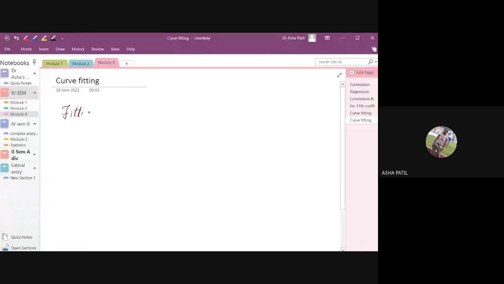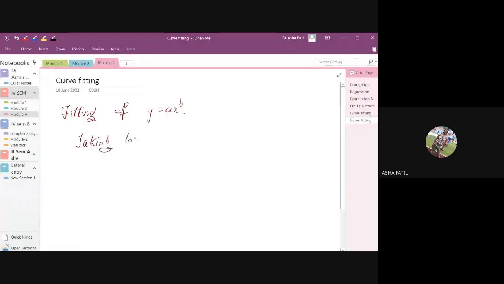The fitting of y is equal to ax raised to b. Whenever we have to fit a curve in the form of a into x raised to b, what procedure do we need to follow? Whenever we have this form of exponential curve, what we do is take log on both sides.